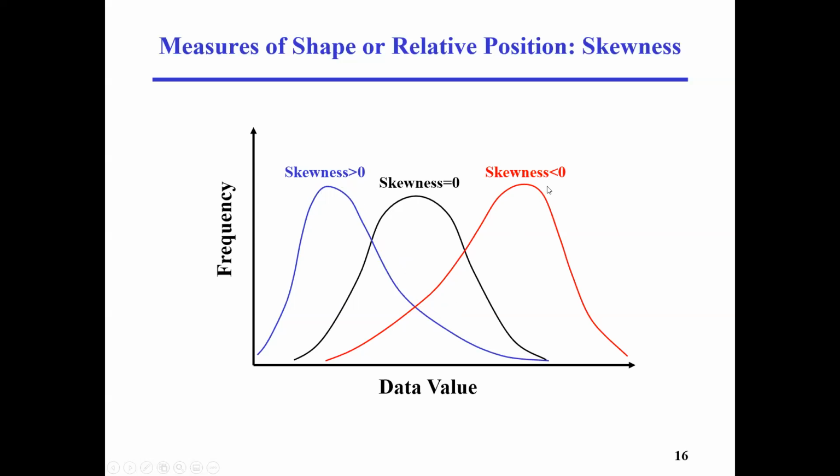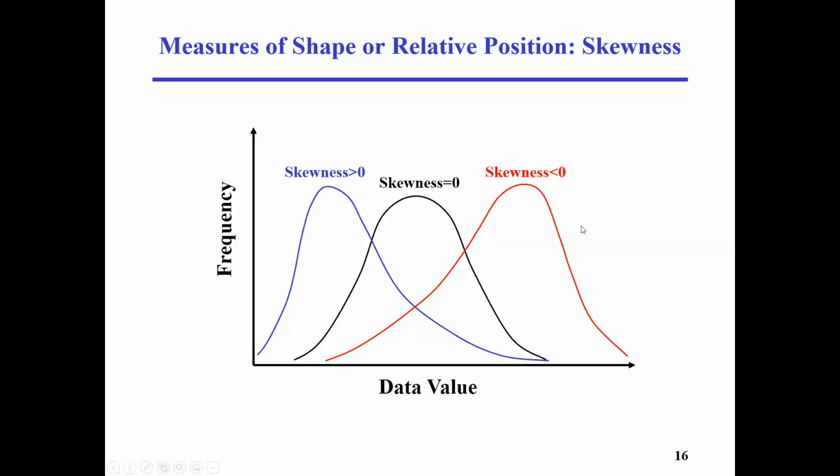On the other hand, for data set 3, its skewness is smaller than 0, in other words, negative. Then we have this red curve to address the shape of the histogram of data set 3. You can see that the peak of the histogram is to the right side, and it has a long tail to the left side of the histogram.